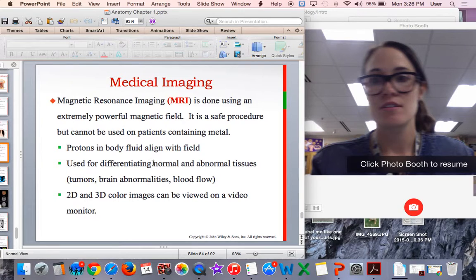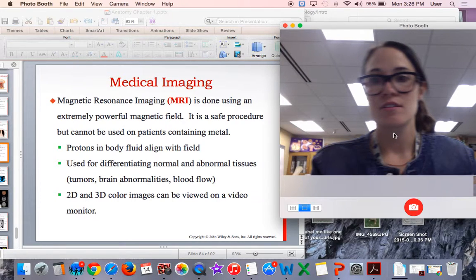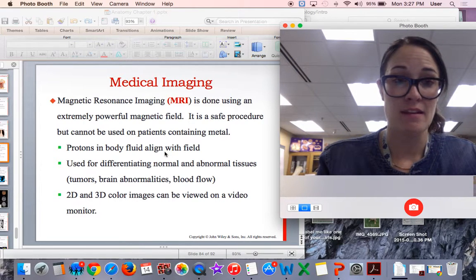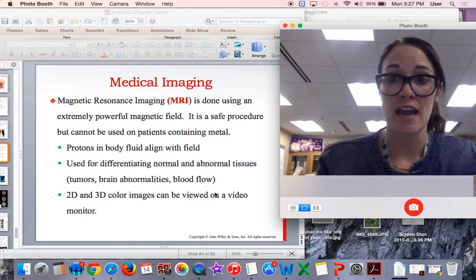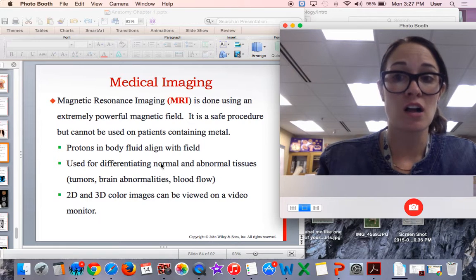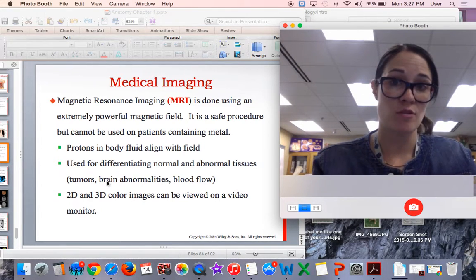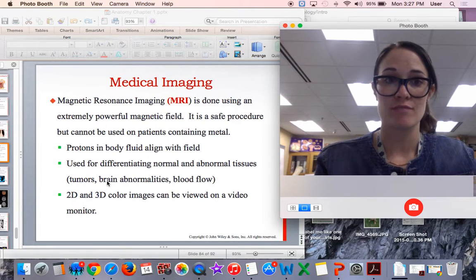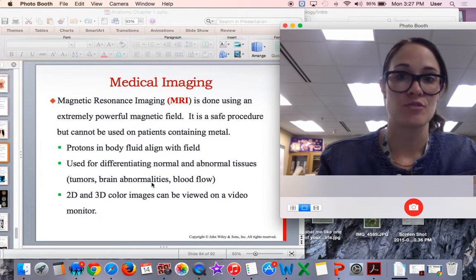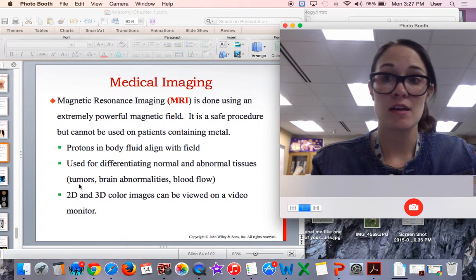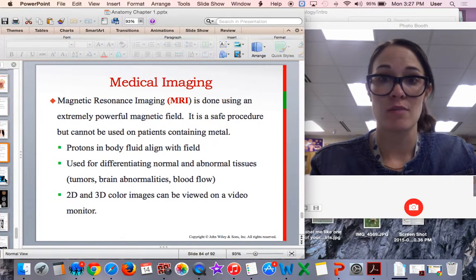The protons in your body align with the magnetic field that they are shining at you, and it gives you a colorful picture that can show brain abnormalities. For me, that's what they were looking for. But I'm okay, don't worry. It can also show tumors, look at blood flow, more of the soft tissue. They also produce 2D or 3D images that can be viewed on the monitor.